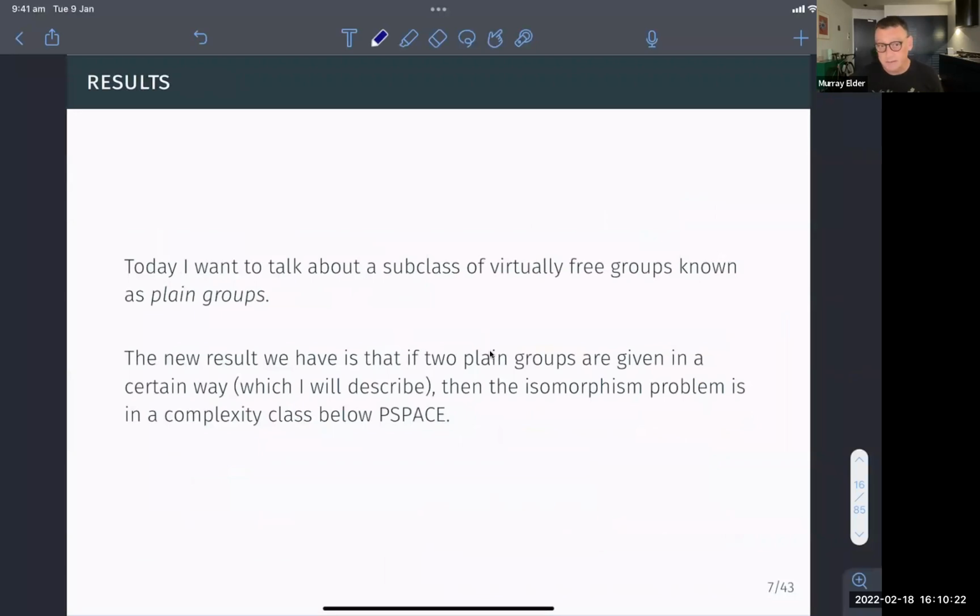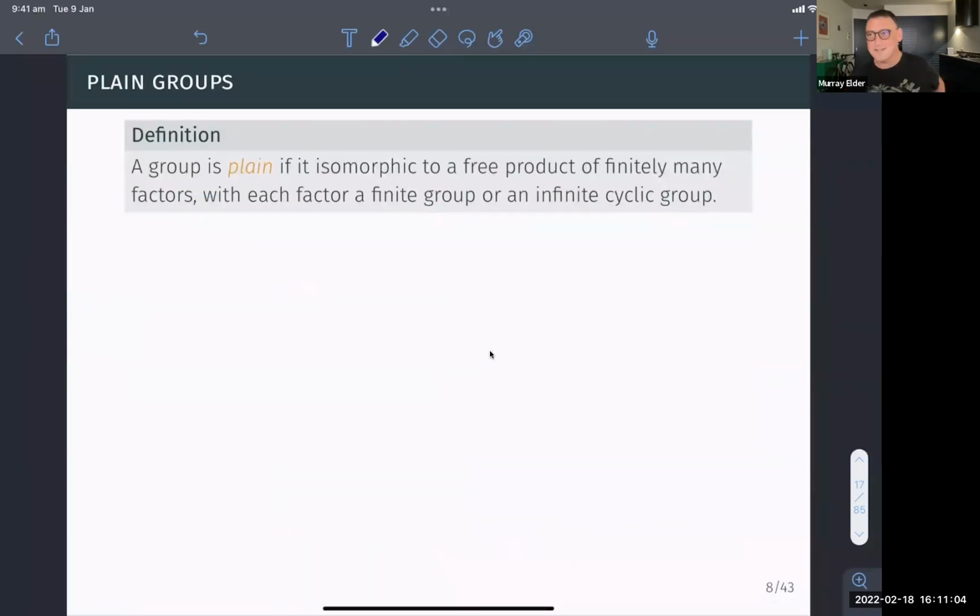I'm going to give a complexity result about plane groups, which is a subclass of virtually free groups. The result we have is that if we have two plane groups given in a certain way, obviously not just as a presentation, something maybe inspired by the Senizergues-Weiss result, we might try a formal language or some kind of technical thing. We'll see what we claim is a natural way to present a plane group. Then the isomorphism problem is in a complexity class below PSPACE, and I'll tell you what that is. It's somewhere in the polynomial hierarchy. Okay, so that's my introduction.